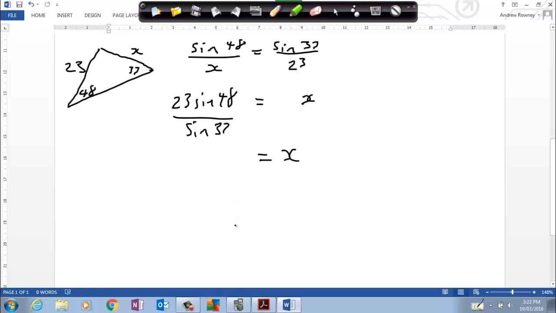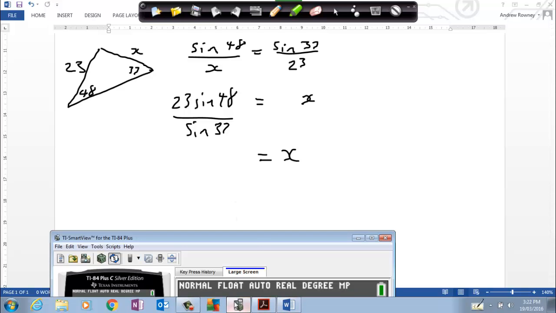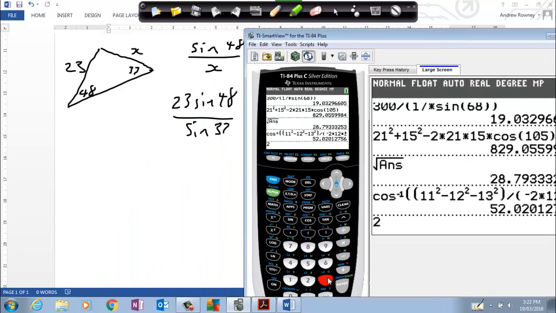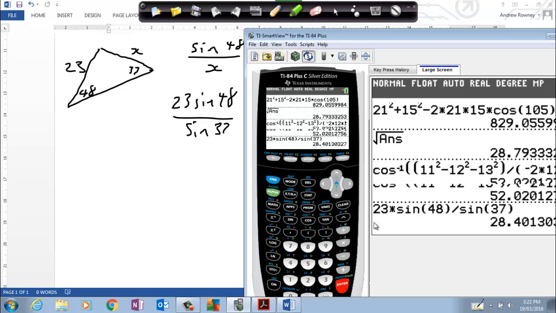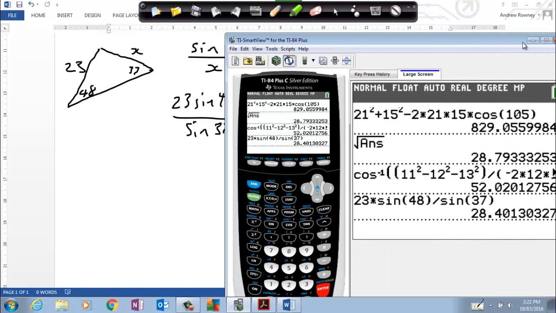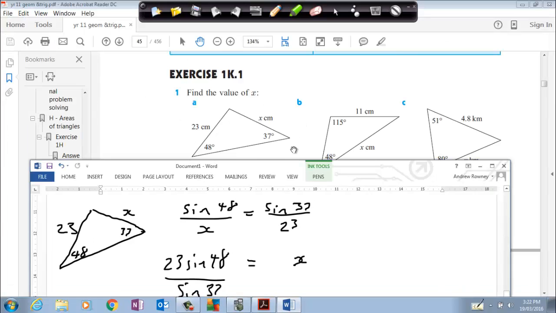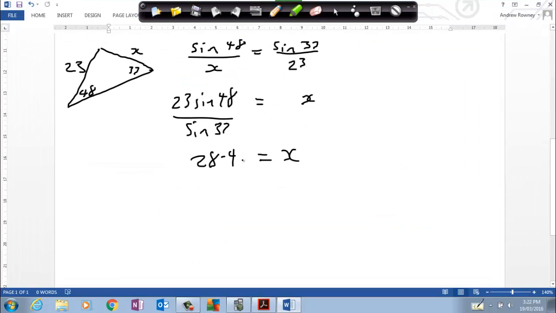Now I can put all that into the graphics calculator. So that's 23 times sine 48 divided by sine 37, and that gives us an answer 28.4. So x is 28.4. We'll just see whether it's centimetres. Yes, it's in centimetres, and that's our answer there.